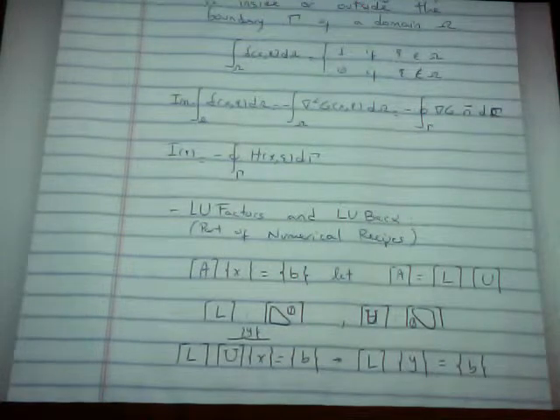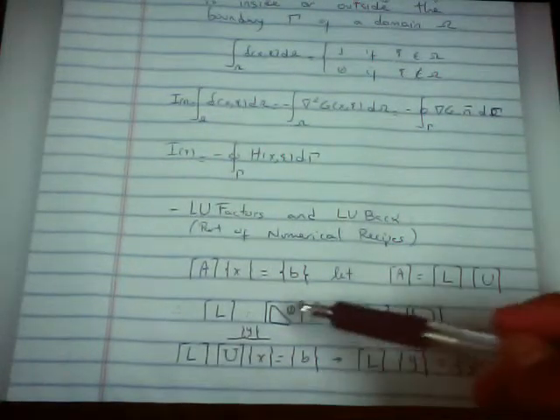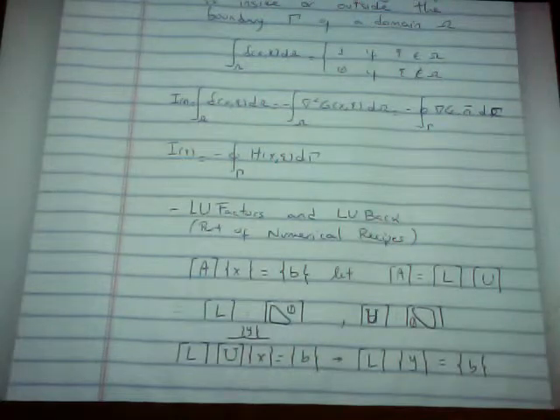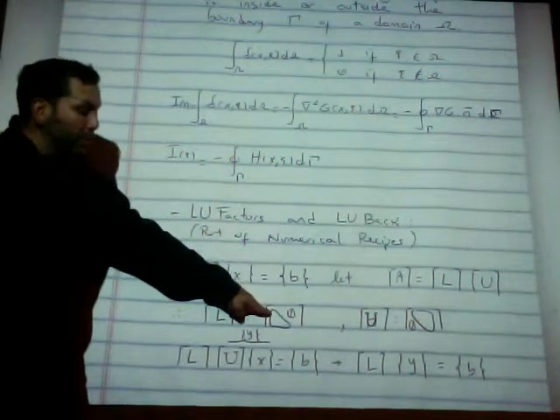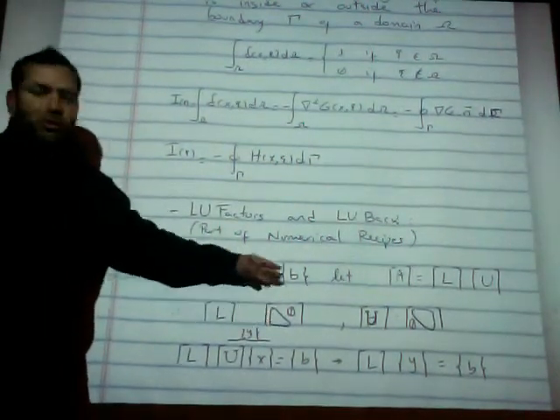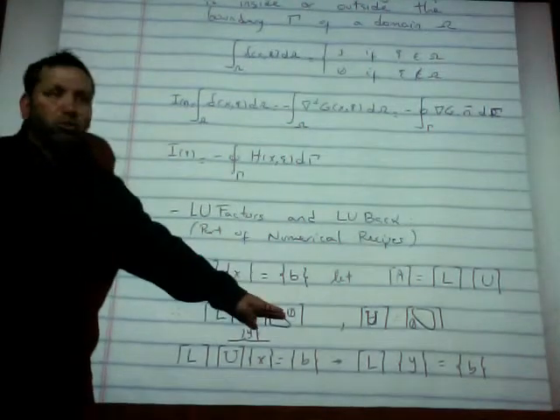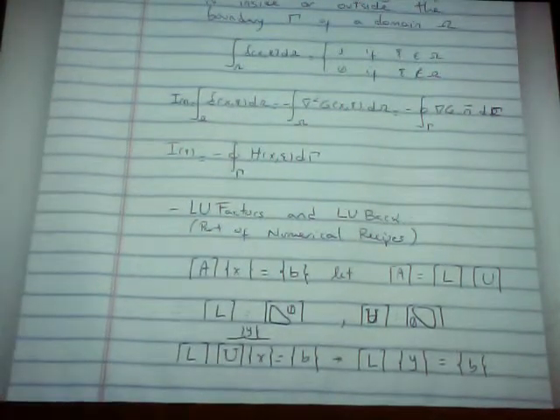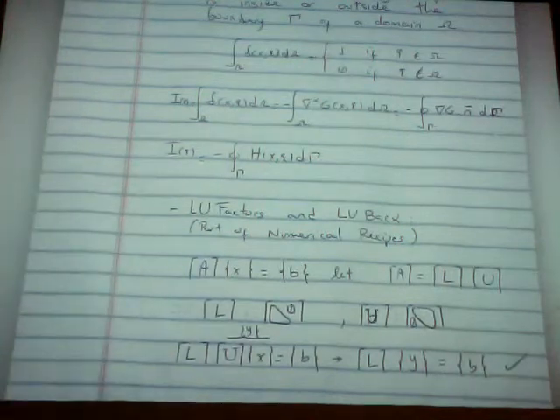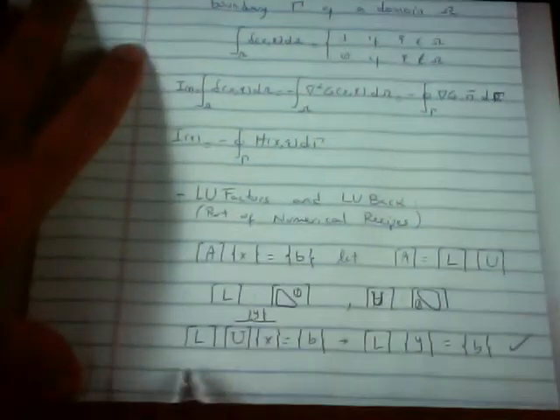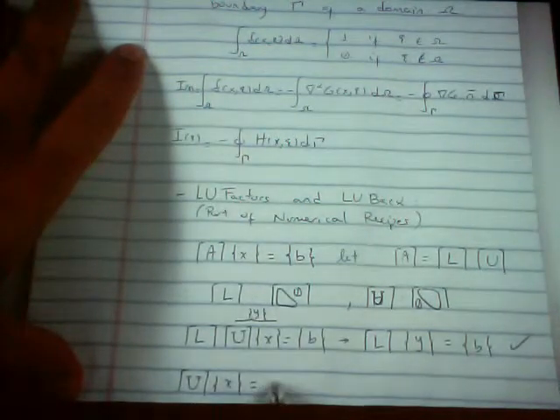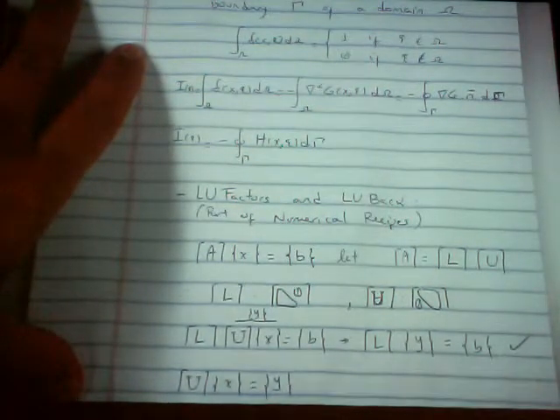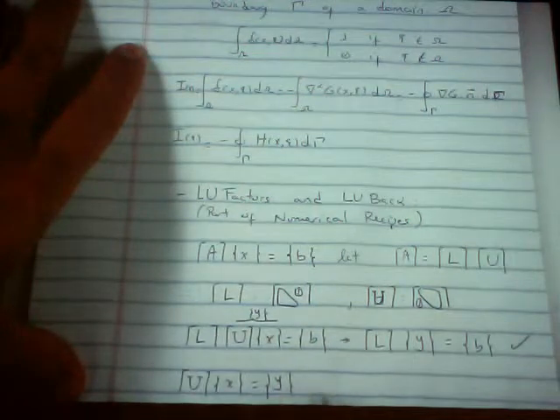And this you can solve very easily. Because it's a lower triangular matrix, it is already decoupled. That means the first equation has a single unknown, the second equation has two unknowns, the third equation has three unknowns. So you can solve the first equation, then use that solution to solve the second. This is easily solved by back substitution. And then you have U times X equal to Y. After you solve for Y, you put it in here and then solve for X.